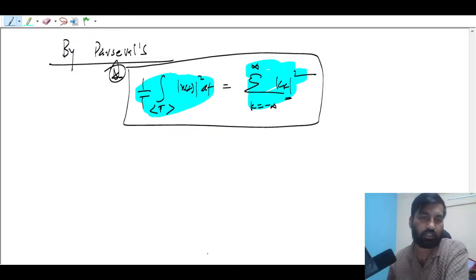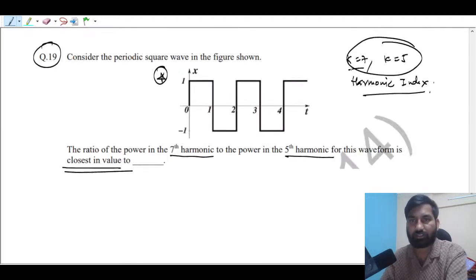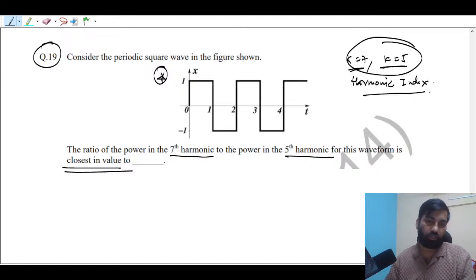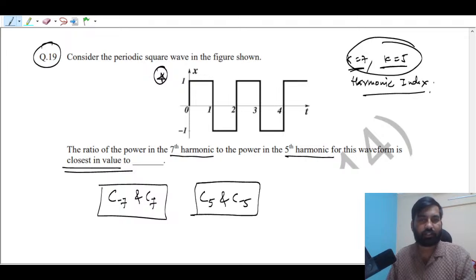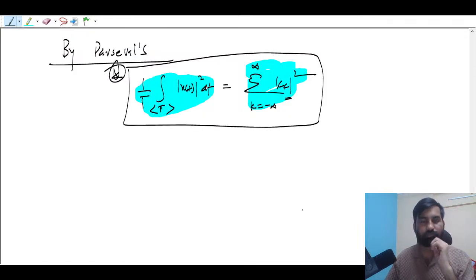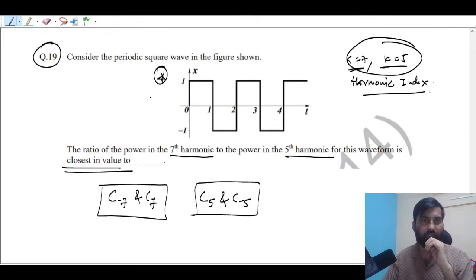So here they have given us the seventh harmonic as well as the fifth harmonic. So in case of exponential Fourier series, we need to consider c minus 7 and c7. Both are going to be the same, right? And c5 and c minus 5, right? Understand? So what we have to do now is we can add the squares and take the ratio. Okay.